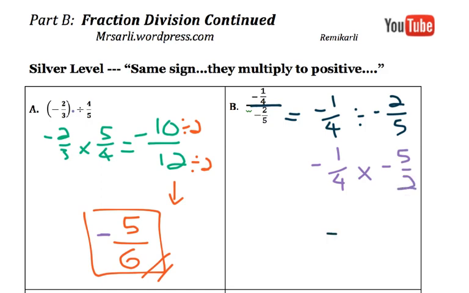And now I can just multiply across. 1 times 5 is 5. 4 times 2 is 8. And since both of the factors were negative, I know my answer is just going to be a positive.